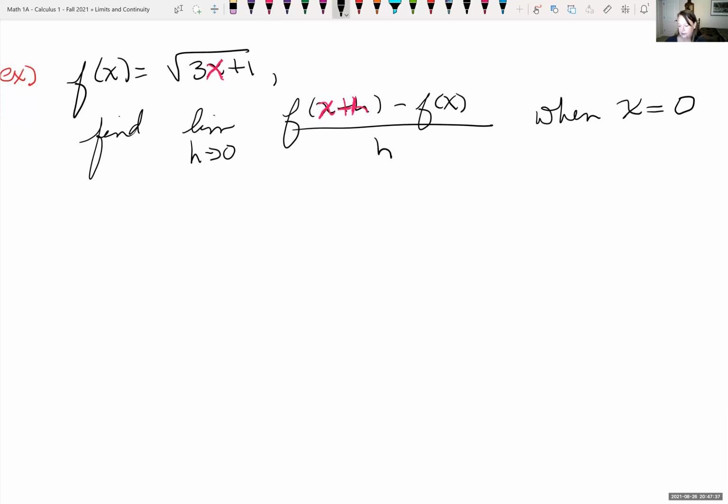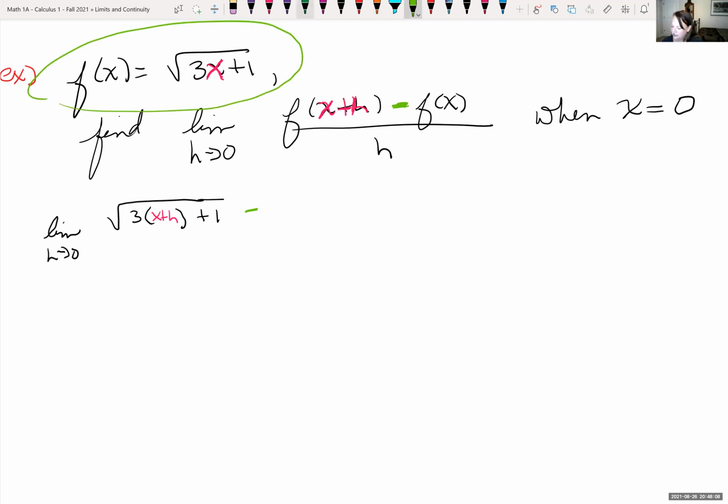I'm just going to bring down my limit as h goes to 0 of the square root of 3. I see an x there, so I'm going to put parentheses. I'm going to go back and replace that with x plus h there, plus 1. And then we have minus f of x. So minus our f of x function. Well, f of x function is this square root of 3x plus 1, all over h.